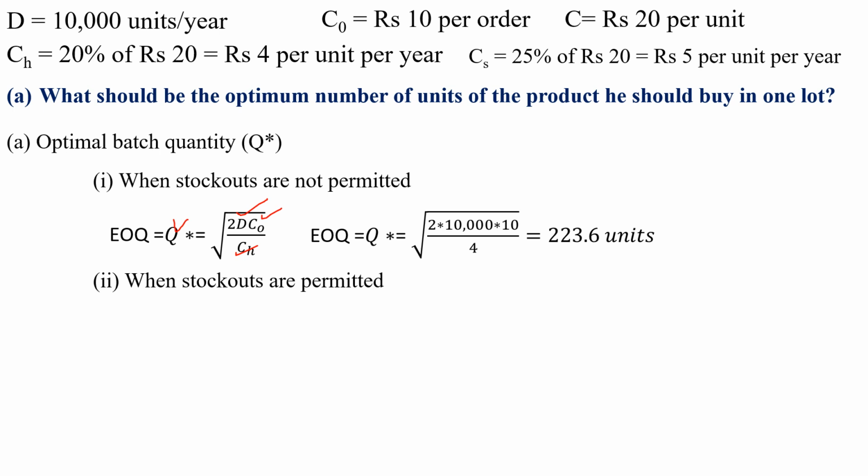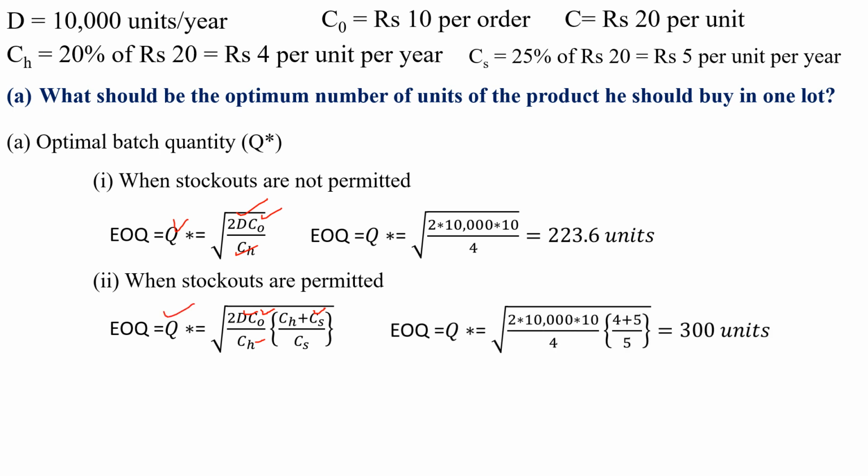Next we have to determine the optimal batch quantity when the shortage is allowed. For this one, we know the formula, that is Q star equals the root of 2D C naught by CH, into CH plus CS divided by CS. Here we know the D value, C naught value, CH value, and moreover the CS value also. Then I have to substitute all the values in the Q star equation. Then we will get Q star when the shortage is allowed equal to 300 units.